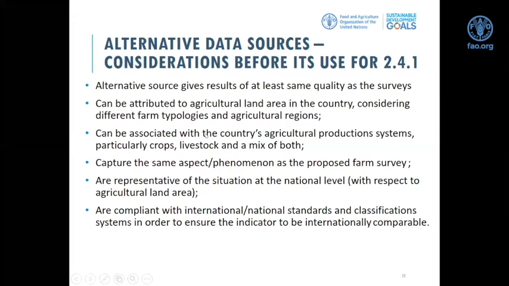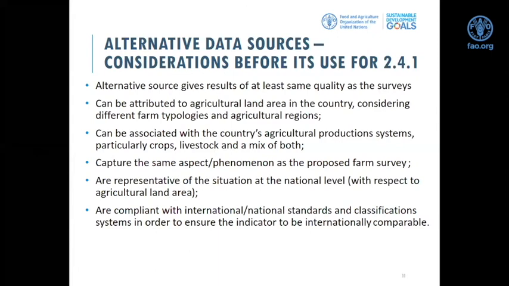Then it can be associated with the country's agricultural production systems, particularly crops and livestock or a mix of both, which is the scope of this indicator. So if there is a study which is particularly focused on livestock, but it's not covering crops, then what? I mean, you are capturing one aspect, but you are not going into another. And hence, the information will be collected, but it may not be sufficient for you to report on that particular sub-indicator. I explained this one: capture the same phenomena as the proposed farm survey approach, a representative of the situation at the national level with respect to agricultural land area.